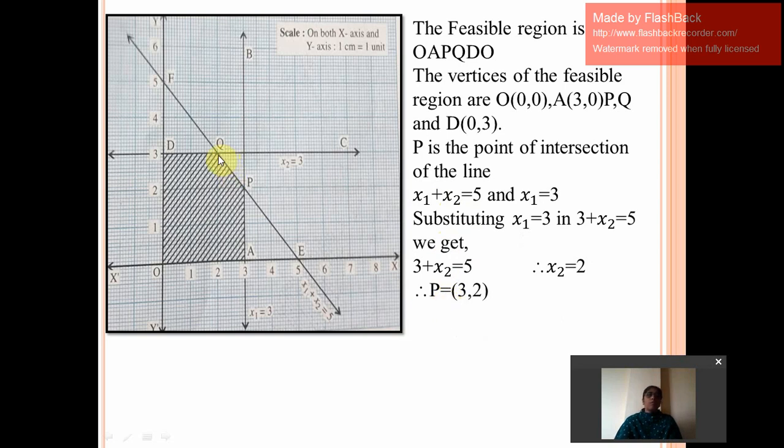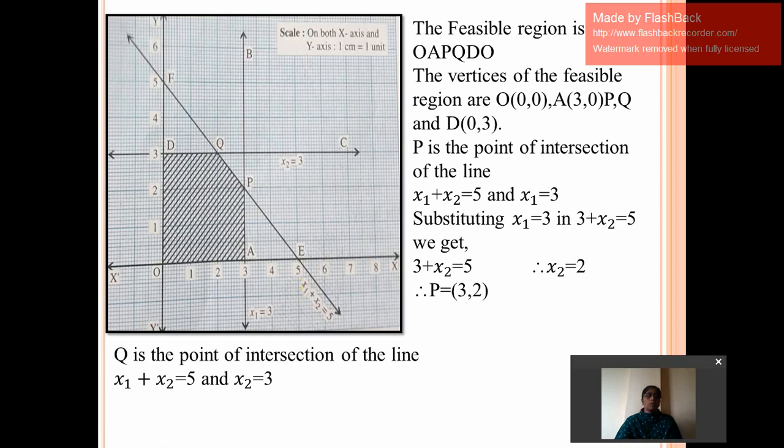Next point Q is the point of intersection of the line x2 is equal to 3 and x1 plus x2 is equal to 5. Solving these two equations, put x2 is equal to 3, x1 plus 3 is equal to 5, therefore Q coordinate x1 is 2, x2 is 3.